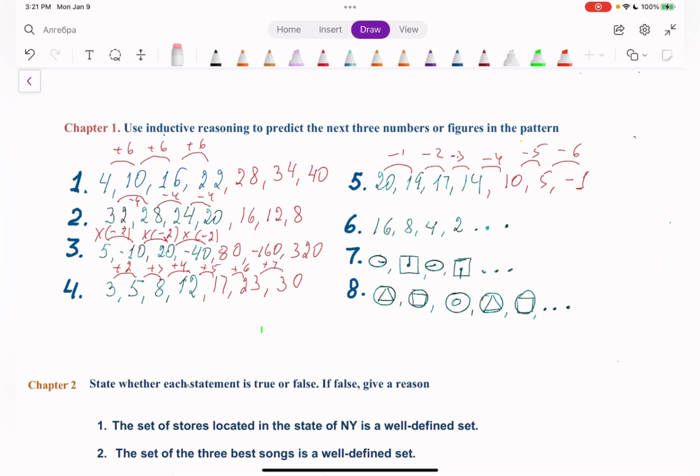So here we have times 1/2, times 1/2, 4. 4 times 1/2 is 2, which means next is going to be 2 times 1/2, it's going to be 1. 1 times 1/2, it's going to be 1/2. 1/2 times 1/2, it's going to be 1/4. Okay?